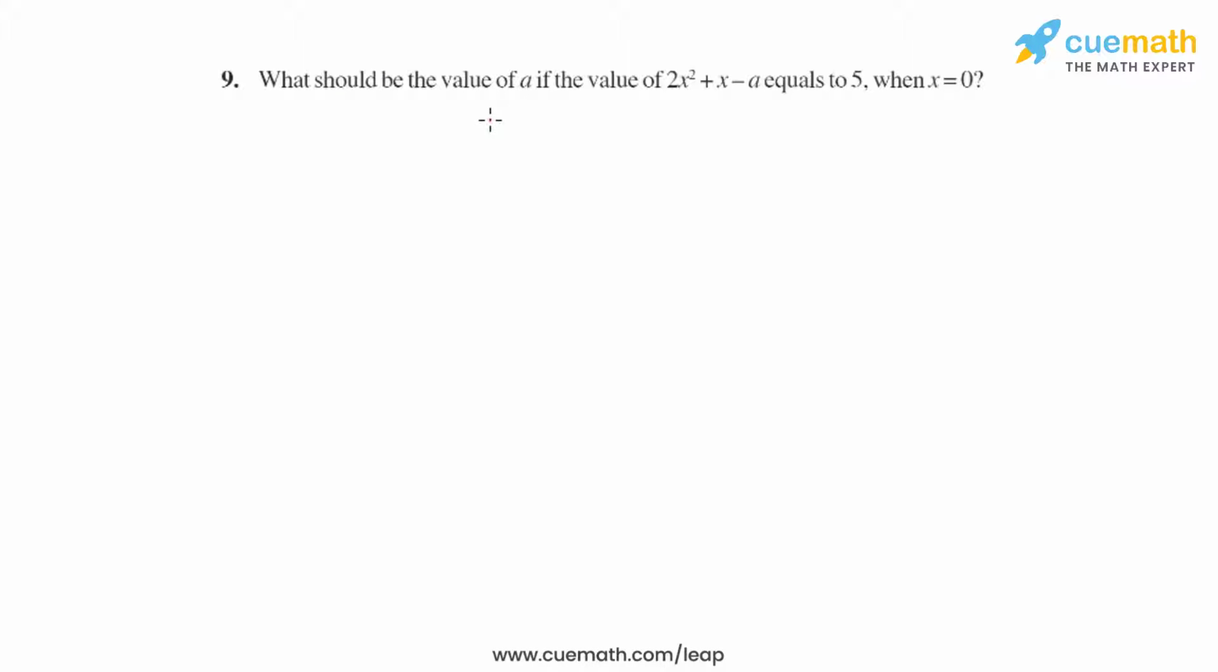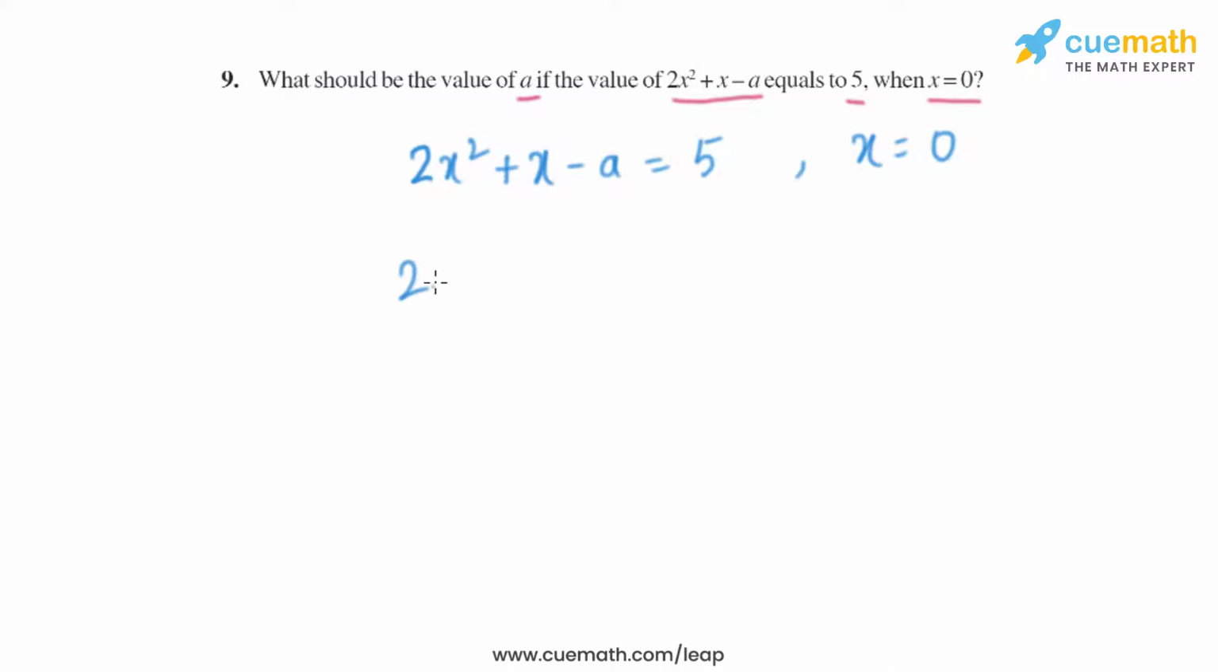Question 9 of this exercise says: what should be the value of a if the value of 2x² + x − a equals 5 when x equals 0? So in this question we will have to find the value of a by putting the value of x, that equals 0. It is given in the question that 2x² + x − a = 5.